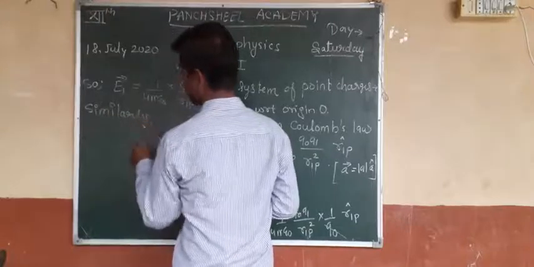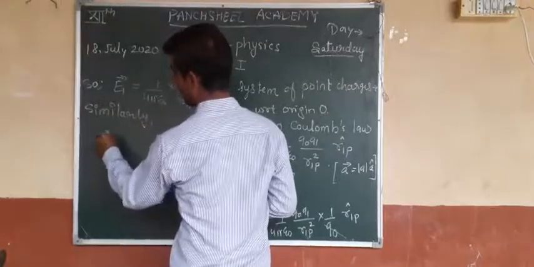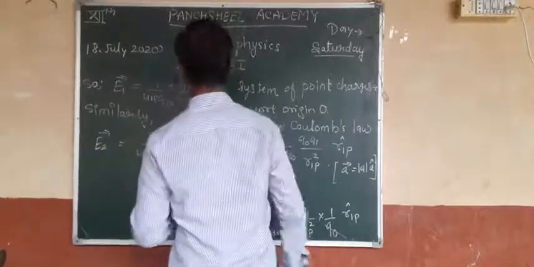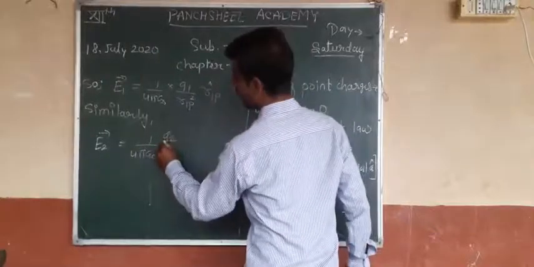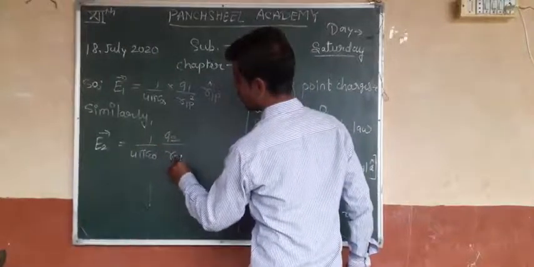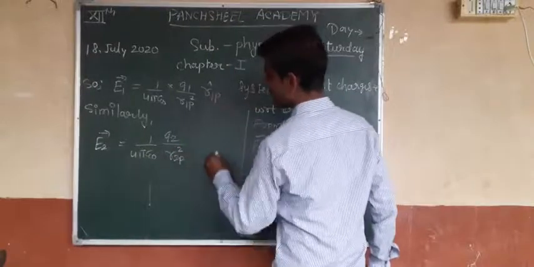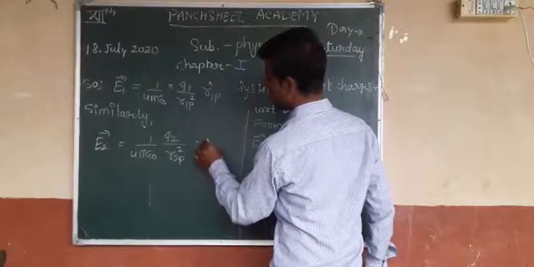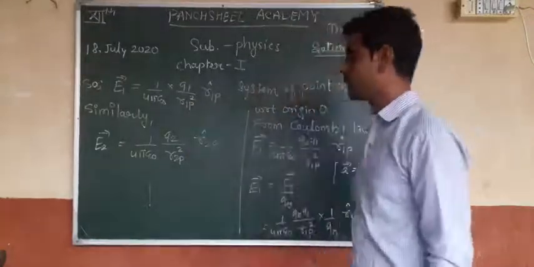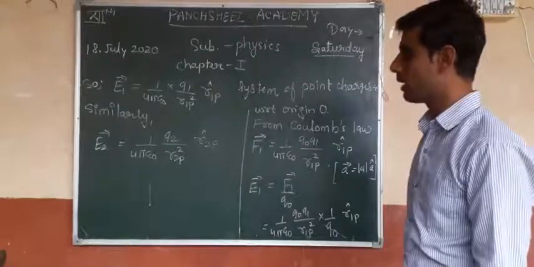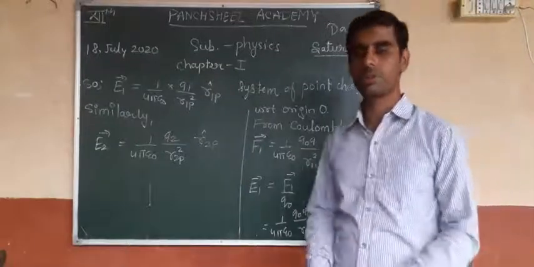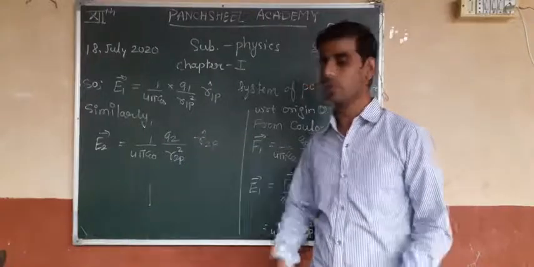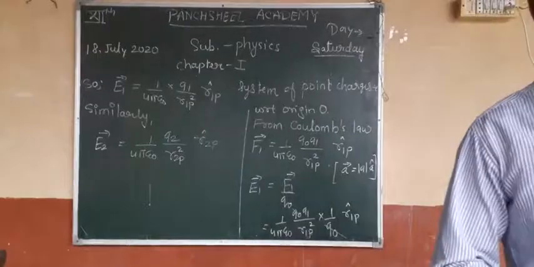what is the value of E2? E2 vector equal to 1 upon 4 pi epsilon naught Q2 upon R2p square into R2p cap. This is the value of E1 and E2, and the principle of superposition is applicable for E1 and E2. So write the principle of superposition.